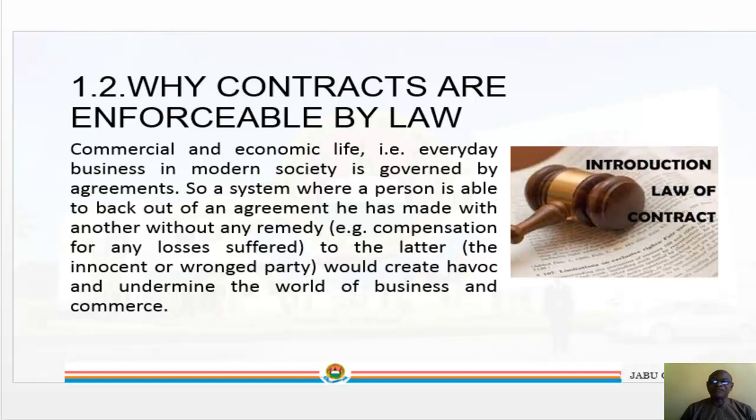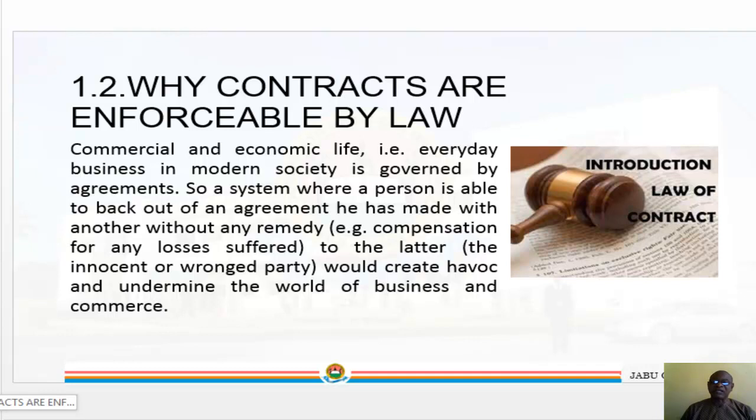Why are contracts enforceable by law? Commercial and economic life, that is, everyday business in modern society, is governed by agreements. So, a system where a person is liable to back out of an agreement he has made with another without any remedy, for example, compensation for any losses suffered or costs incurred, to the latter, the innocent or the wronged party, will create havoc and undermine the world of business and commerce.